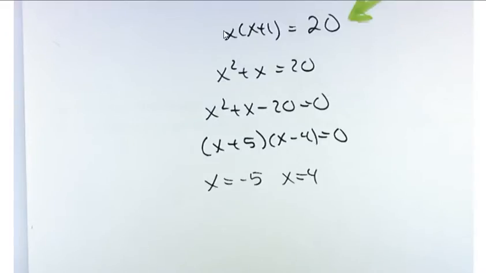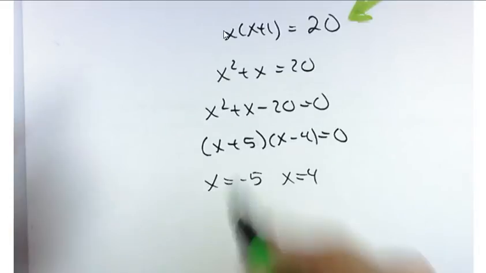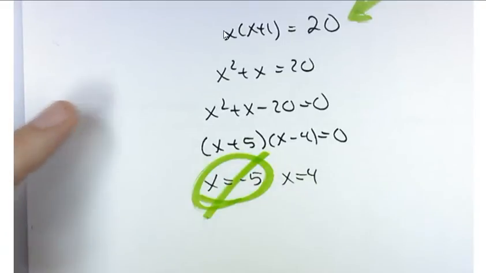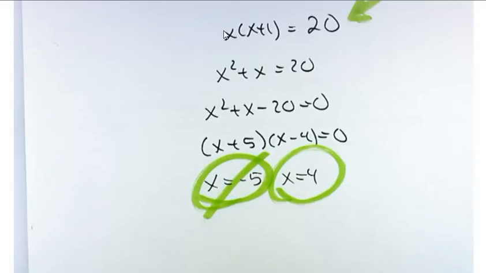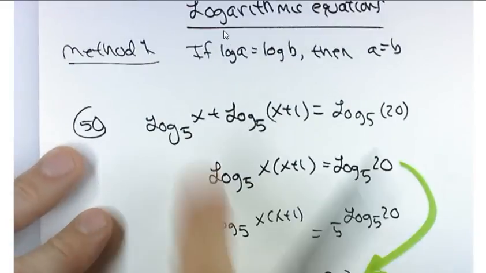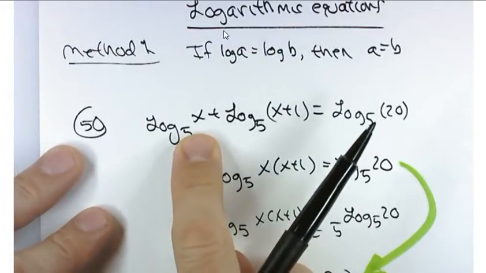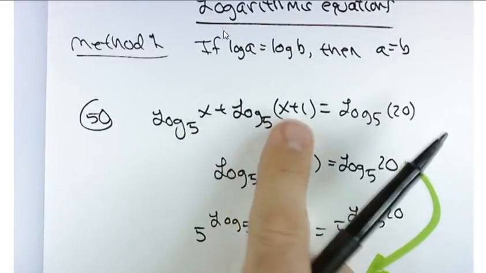So with these, you have to check your solutions. Now 4 doesn't create such problems. 4, you're okay. You can check it a little bit more exactly than we're doing, but the minimum you have to do is make sure that you don't take the log of a negative number. So, yeah, -5 doesn't work. 4 does, because you don't end up taking the log of a negative number.